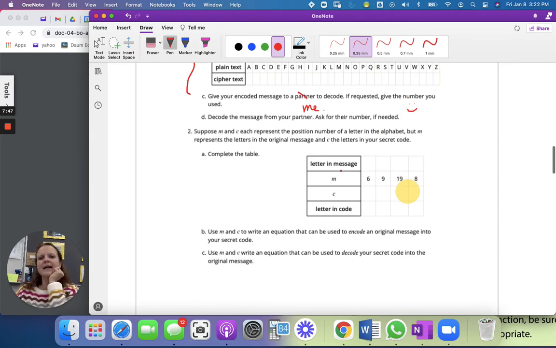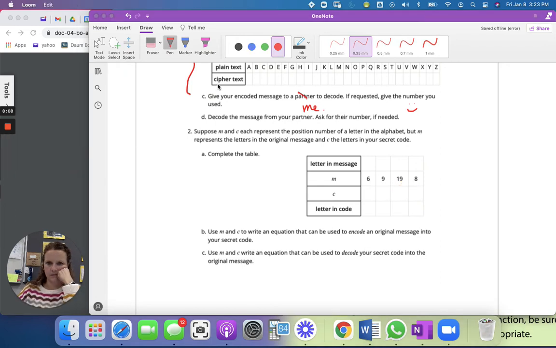Suppose M and C each represent the position and number of a letter in the alphabet, but M represents the letters in the original message and C the letters in your secret code. Complete the table: letter in the message. Use M and C that can be used to encode an original message into your secret code. Now, this is still part of what you're doing for your quiz.